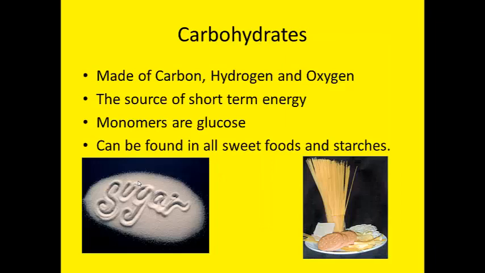One of the macromolecules, because there's four of them, the first one is carbohydrates. They're made of carbon, hydrogen, and oxygen, and they're bound a certain way. Carbohydrates are basically the source of short-term energy. So if you were trying to run a race, that's why they say carbo load, because it will give you some short-term energy. There's different forms of carbohydrates, and the monomer of a carbohydrate is glucose. All carbohydrates can be found in sweet foods and in starches. Starches are long chains of glucose, while sugar is short chains of glucose.